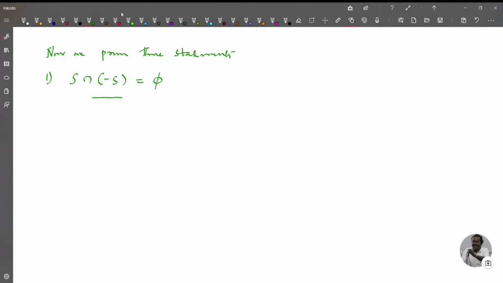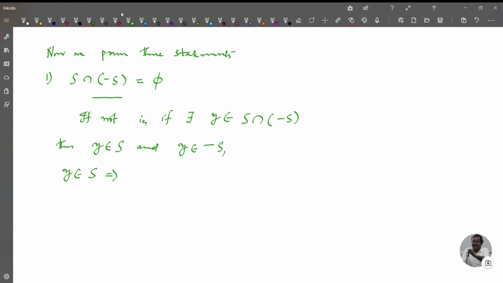If not, that is, if there exists an element in S intersection minus S, there exists Y in S intersection minus S, then Y belongs to S and Y belongs to minus S. Now Y belongs to S implies Y equal to Z1 plus R1 X1, where Z1 belongs to Z, X1 belongs to E, and R1 is greater than 0.